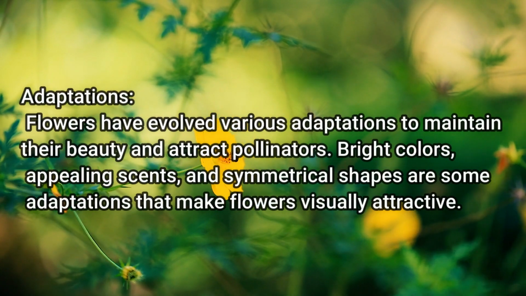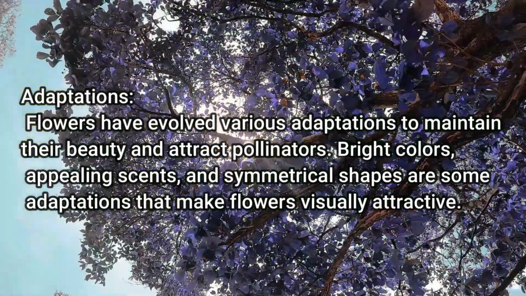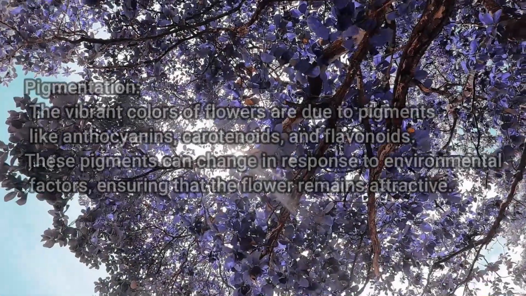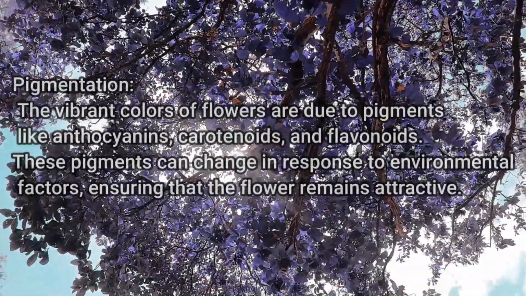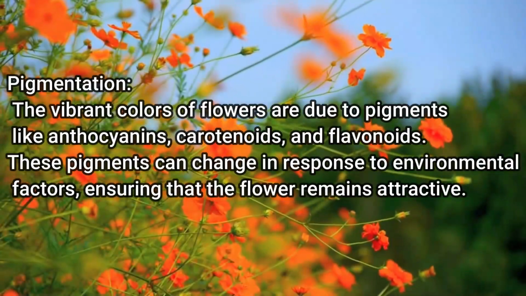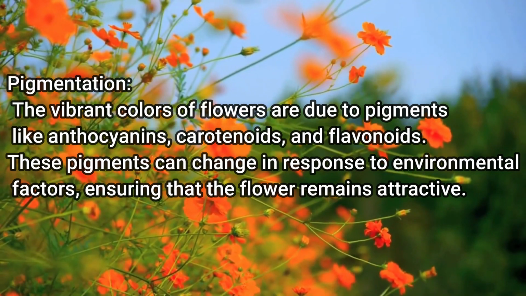Bright colors, appealing scents, and symmetrical shapes are some adaptations that make flowers visually attractive. Pigmentation. The vibrant colors of flowers are due to pigments like anthocyanins, carotenoids, and flavonoids. These pigments can change in response to environmental factors, ensuring that the flower remains attractive.